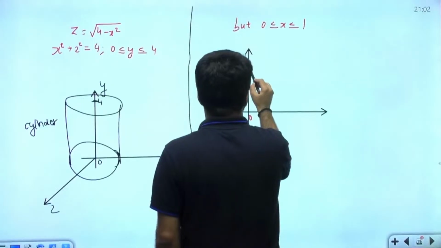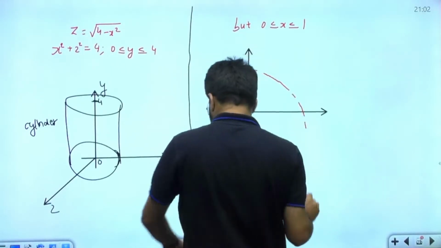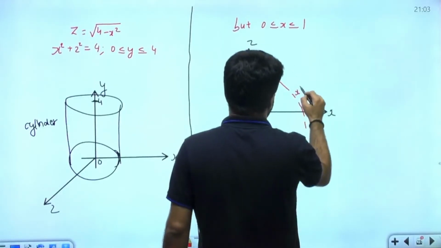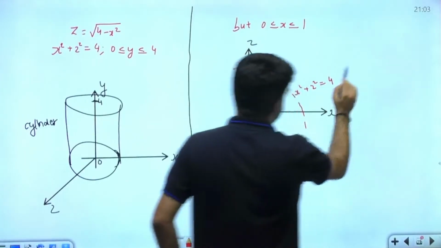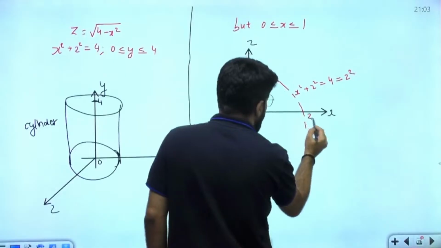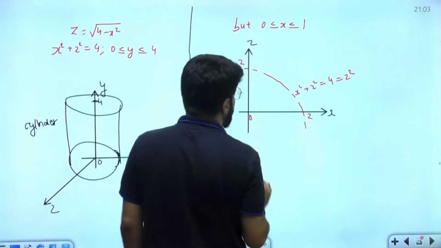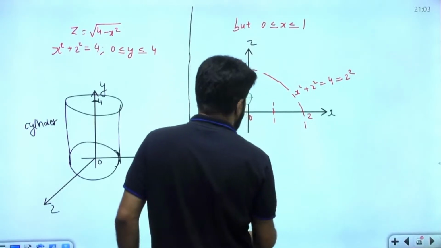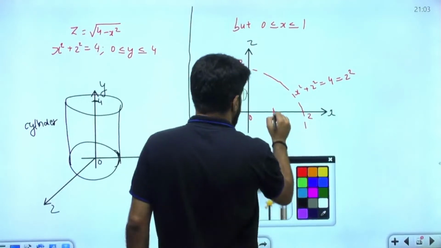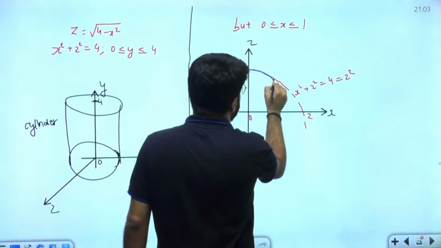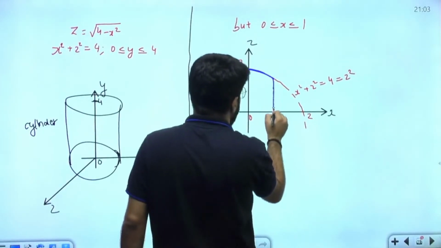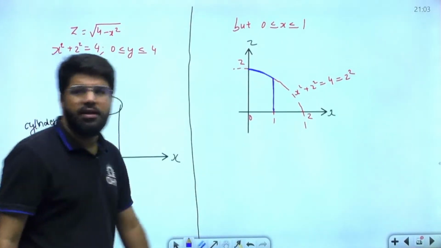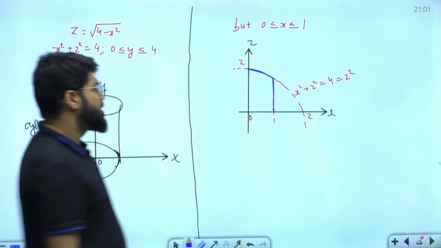Let's say this is the x and this is the z axis. Let's talk about this circle, x square plus z square equal to 4. That has a radius of 2, so this passes through 2 on the x-axis and 2 on the z-axis. But the point is x is only given up to 1, so only this much part actually. How much of the cylinder is contained in this part?